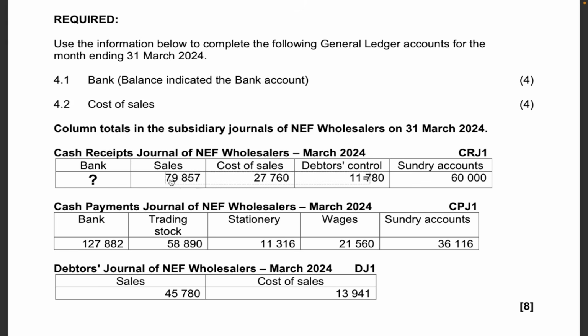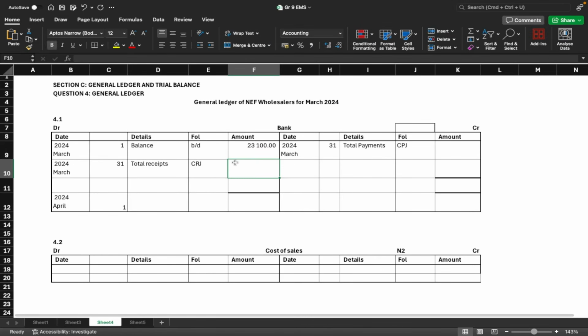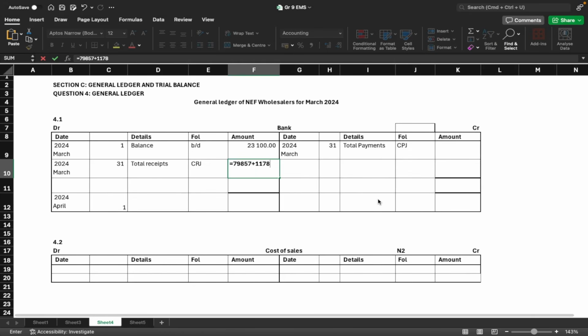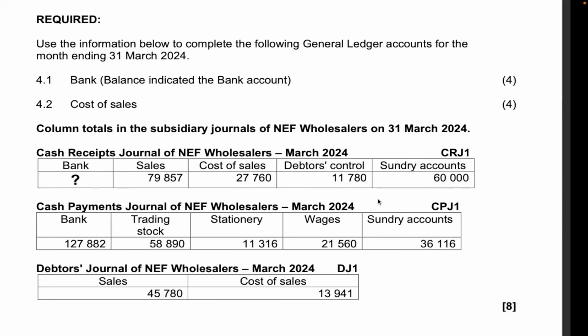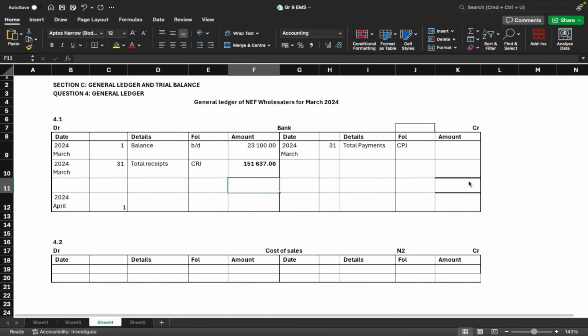So we're going to add together the 79,857 rand, the 11,780 rand, and the 60,000 rand, and that will go under the total receipts. So let's do just that. 79,857, plus 11,780 for debtors control, and plus lastly the sundry account, 60,000 rand, and that gives us 151,637 rand. That is the total receipts, how much we received in the month of March.